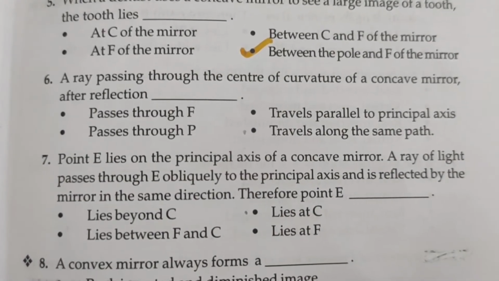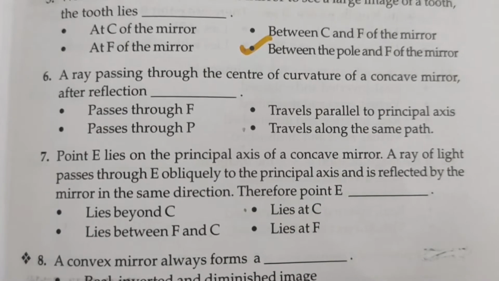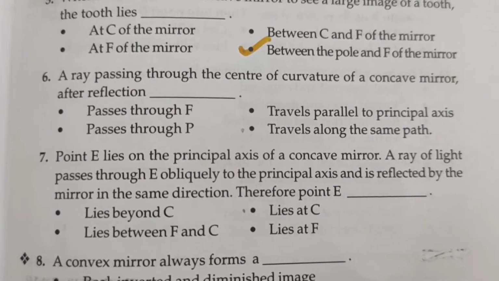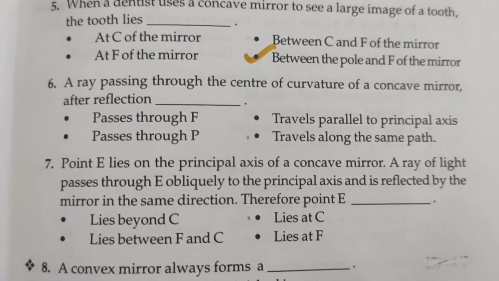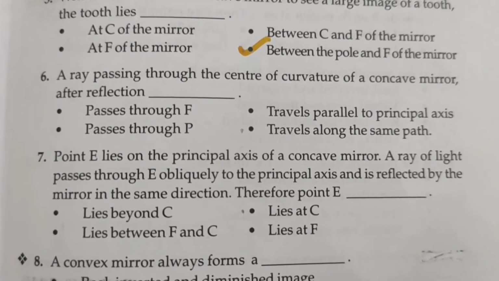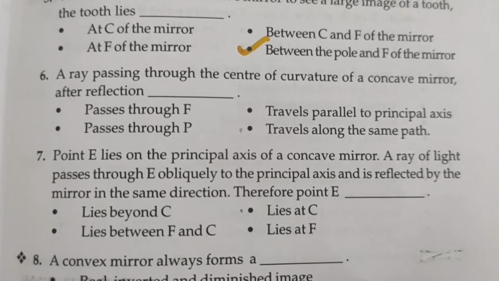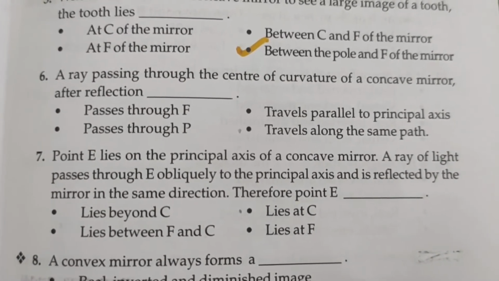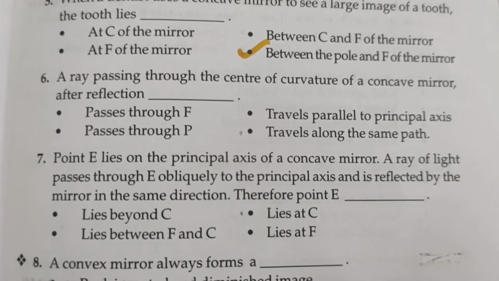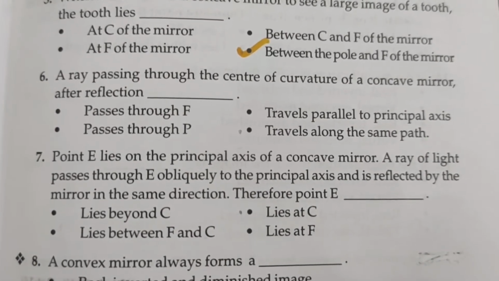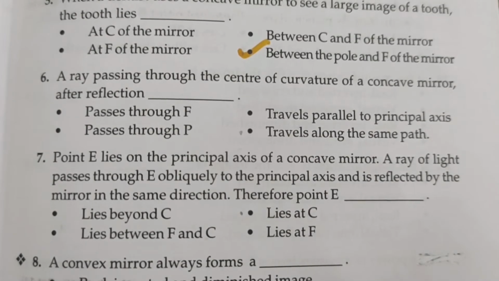A ray passing through the center of curvature of a concave mirror after reflection dash passes through F, travels parallel to principal axis, passes through P, travels along the same path, and the correct option is travels along the same path.